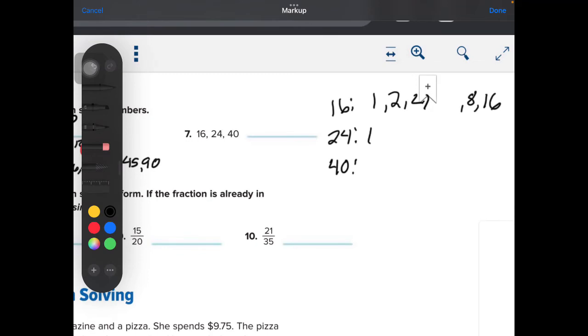Okay, so we have 1 and 24. 2 will go into it and 12.